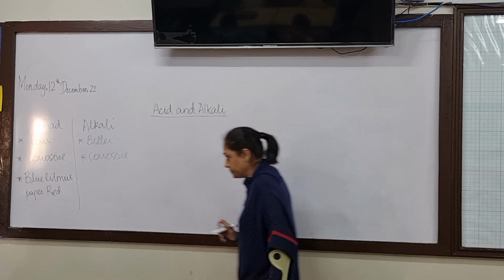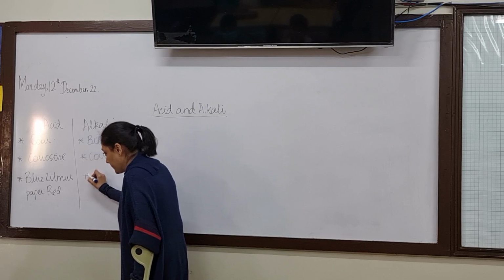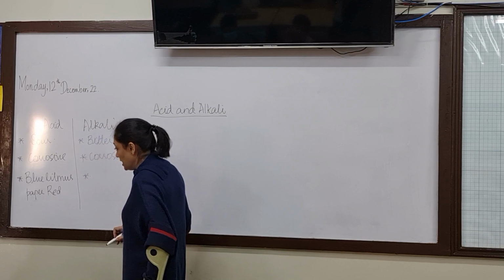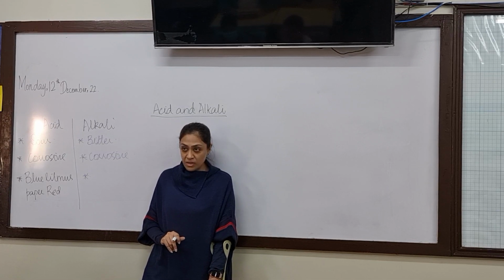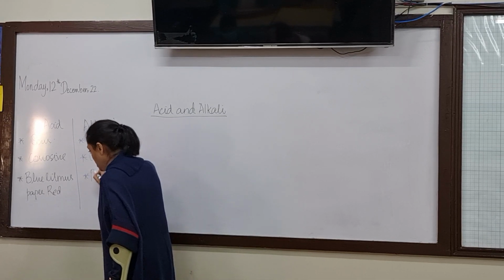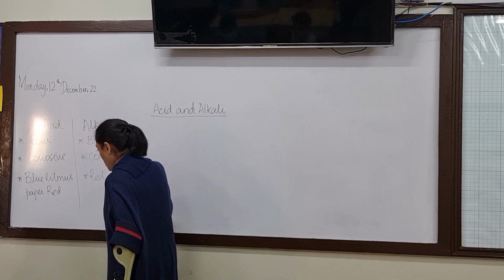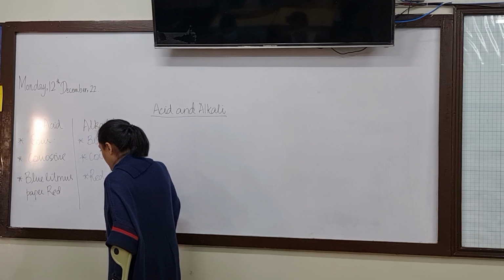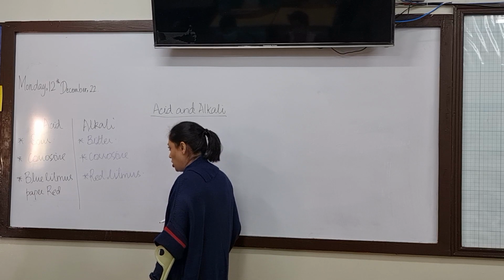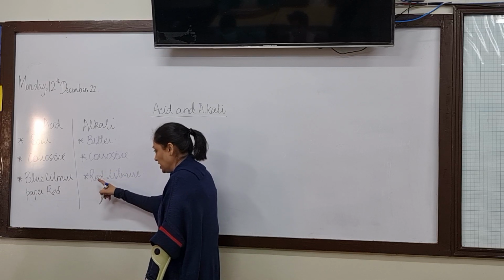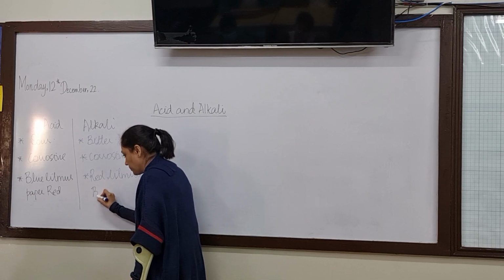Yes, Rana. Teacher, it can also change the litmus paper's color. Which litmus paper's color is changed? Okay, so this should be the first test when you just want an idea of whether the substance is an acid or an alkali. It turns red litmus paper blue.